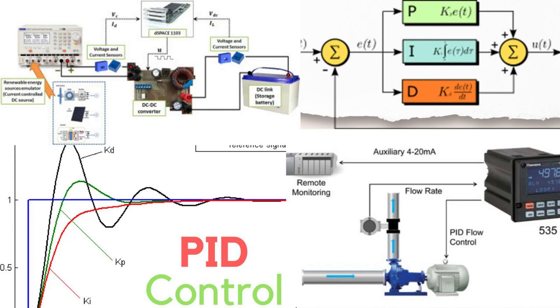The controller then adjusts the control input to the process, typically in the form of a valve position, motor speed, or some other actuator, in order to minimize this error and bring the process variable closer to the desired set point. Here's how the components of a PID controller work.